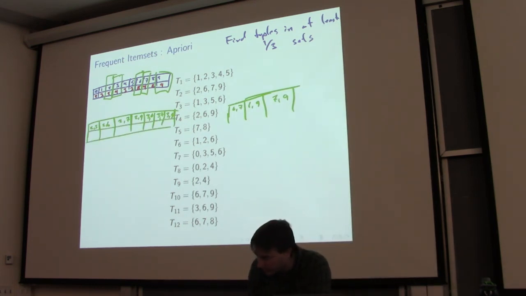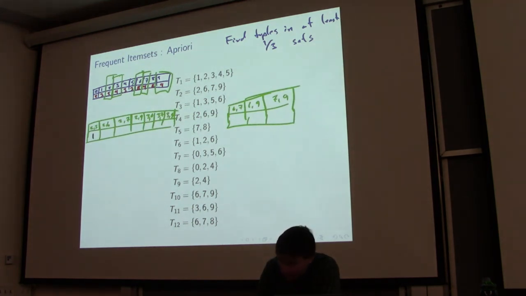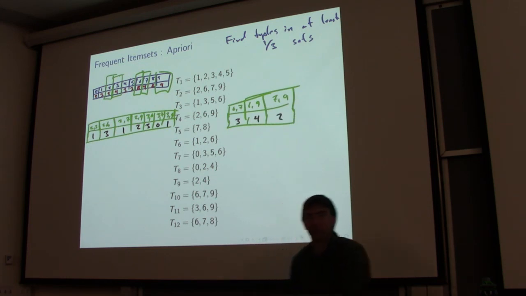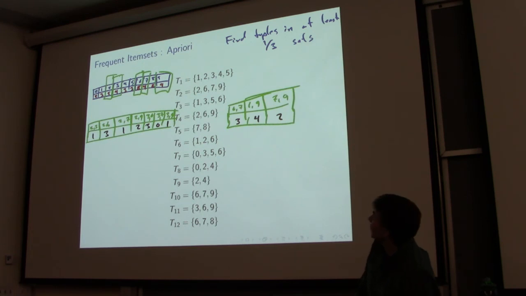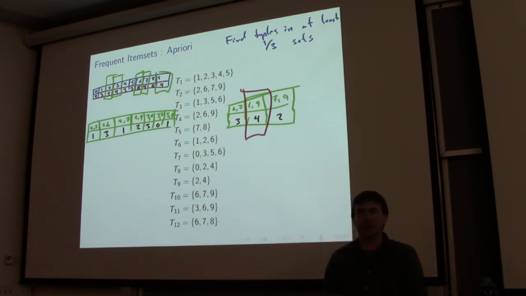And if I look at these counts, 2, 3 occurs once, 2, 6 occurs 3 times, 3, 6 occurs 3 times, 3, 7, 0 times, 3, 9 once, 6, 7 3 times, 6, 9 4 times, and 7, 9 twice. Okay? And now if I want to check if there are any triples, well, the only interesting pair is the 6 and 9 pair. There are no other interesting pairs.